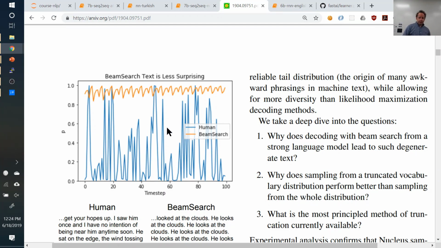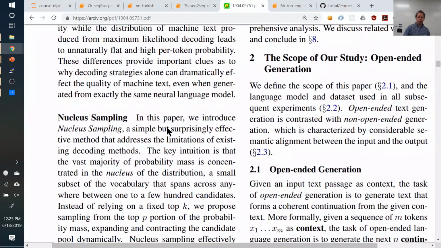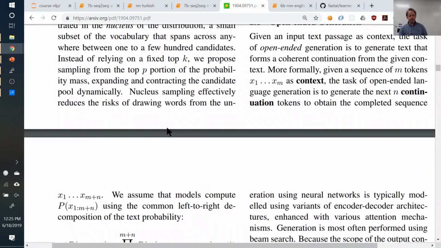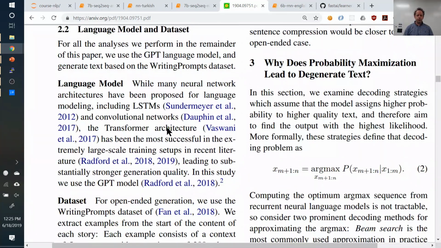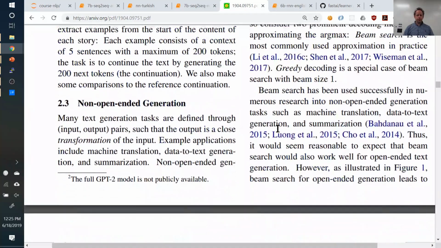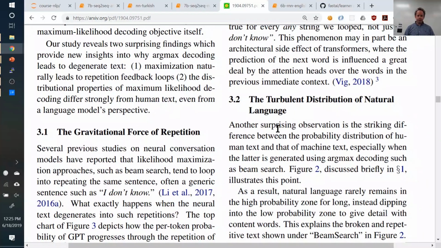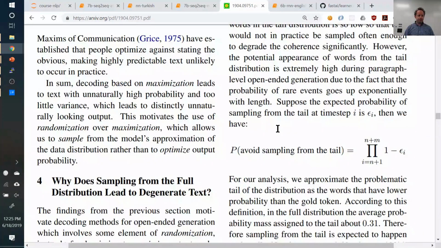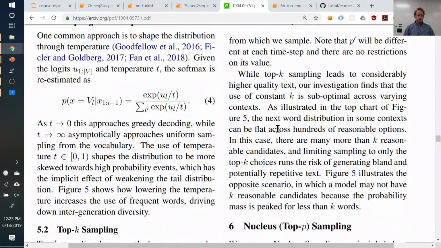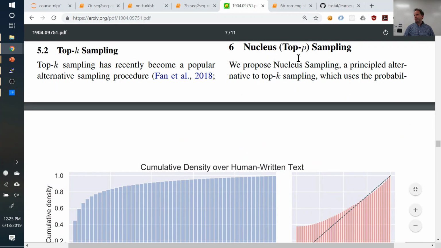So this paper makes a suggestion as to how we avoid that. They have a number of sections which describe why beam search has this problem, but what they then do, which is the main bit I'm interested in, is how do we fix it. And they propose something they call nucleus sampling.